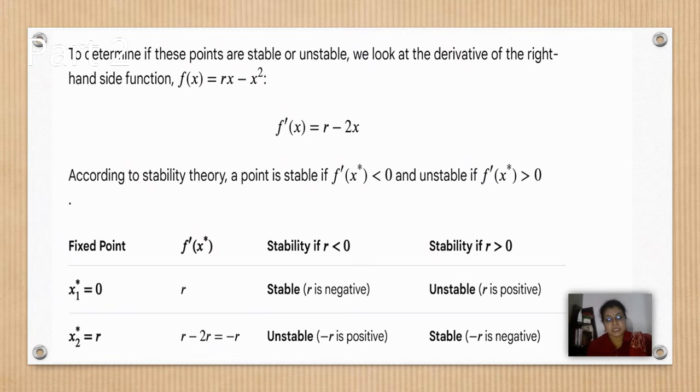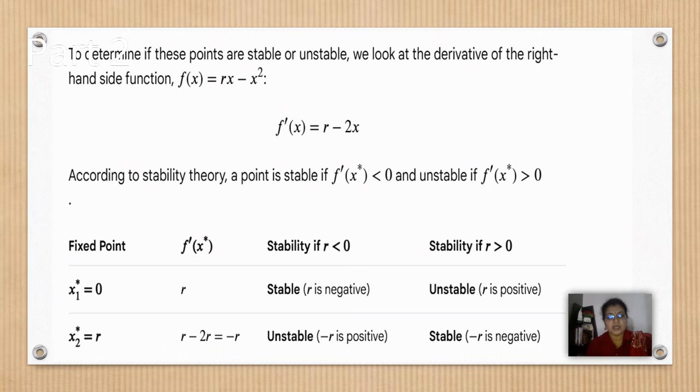For the second fixed point, x2 star is equal to r. We substitute this r into the derivative, r minus 2 into r. So r minus 2r is minus r. Checking the stability, if we substitute the control parameter r less than 0, minus of minus r becomes greater than 0. So it is an unstable fixed point. For r greater than 0, it will be minus r, so it will be a stable fixed point. So what we had as a stable fixed point, now it is unstable, and what we had as an unstable fixed point changes into a stable fixed point.